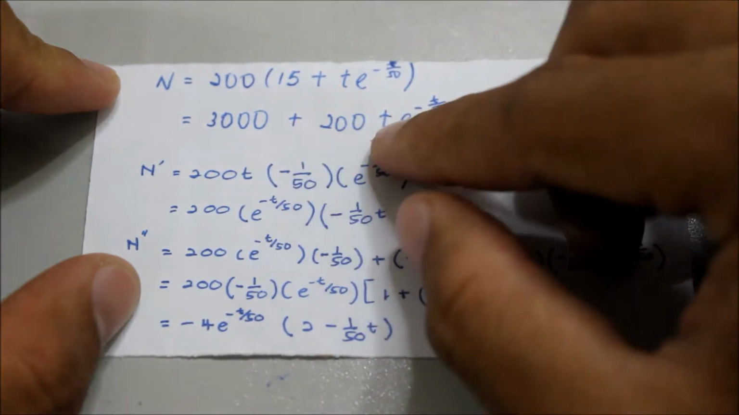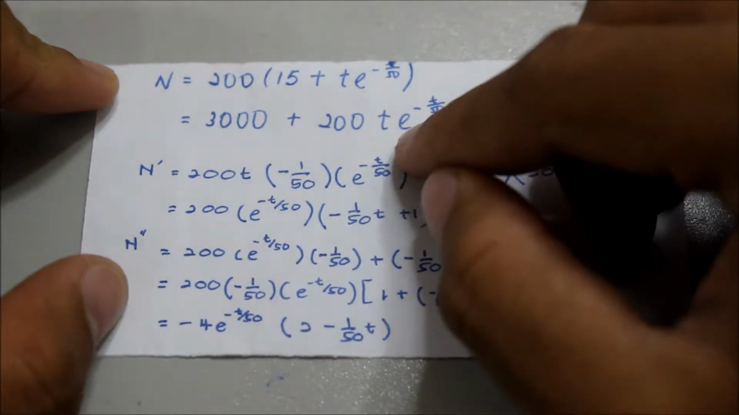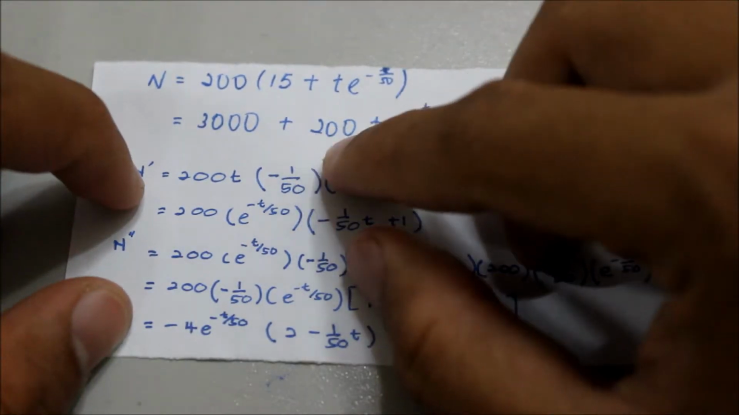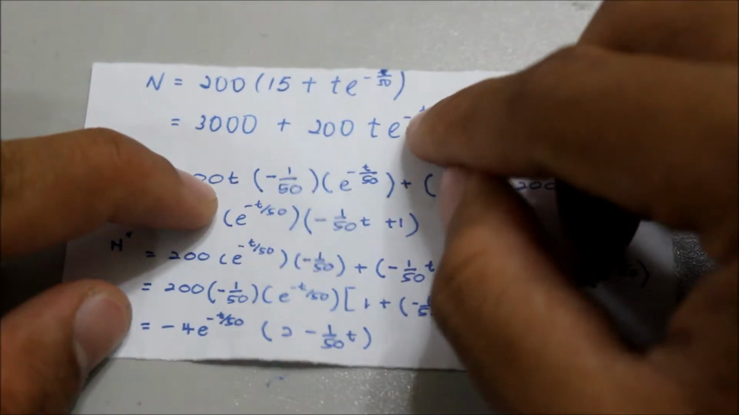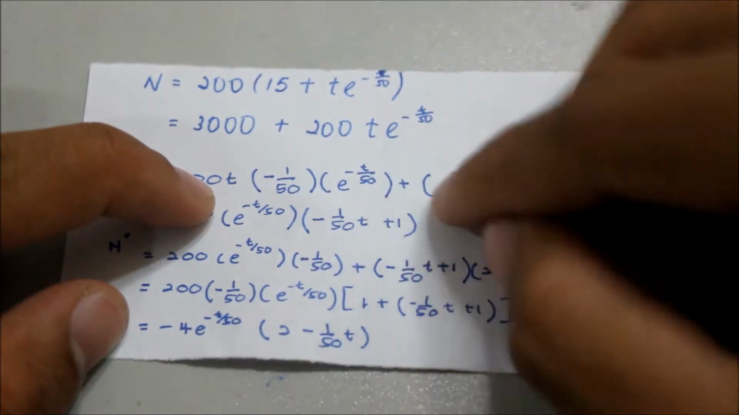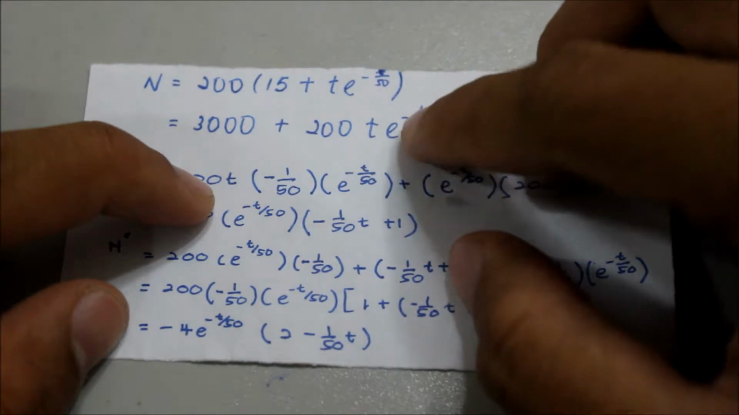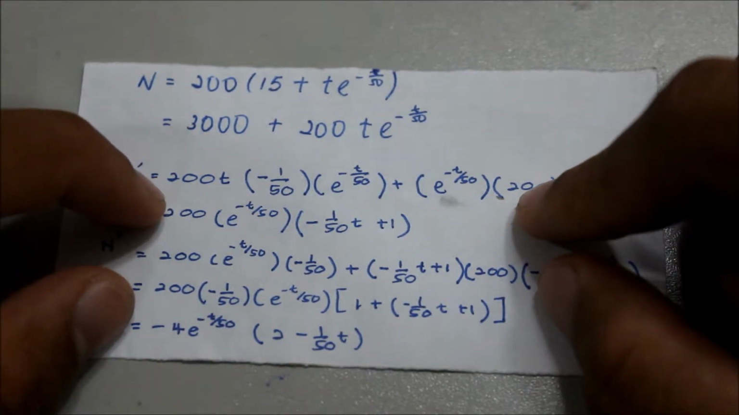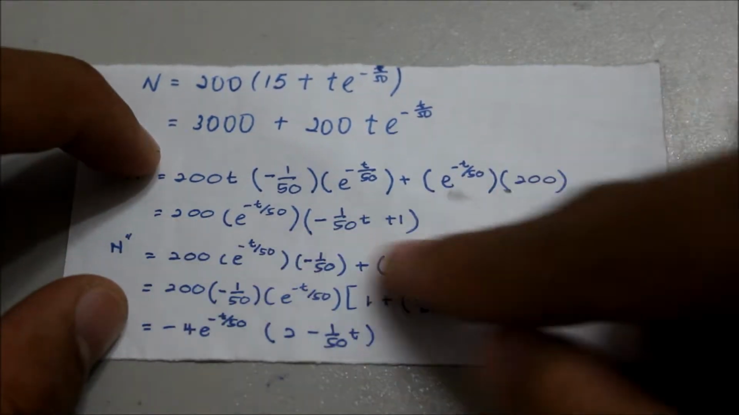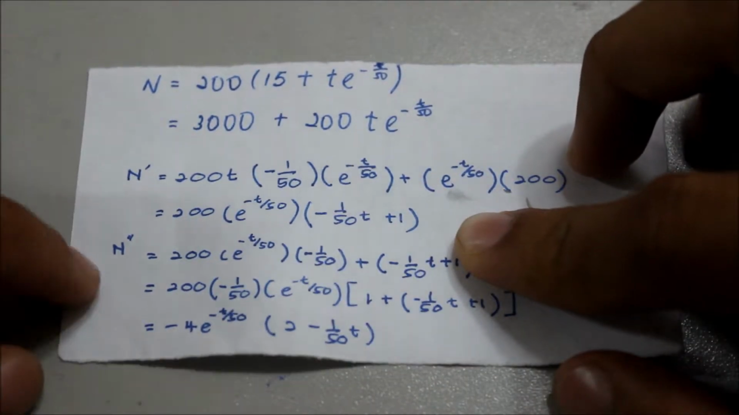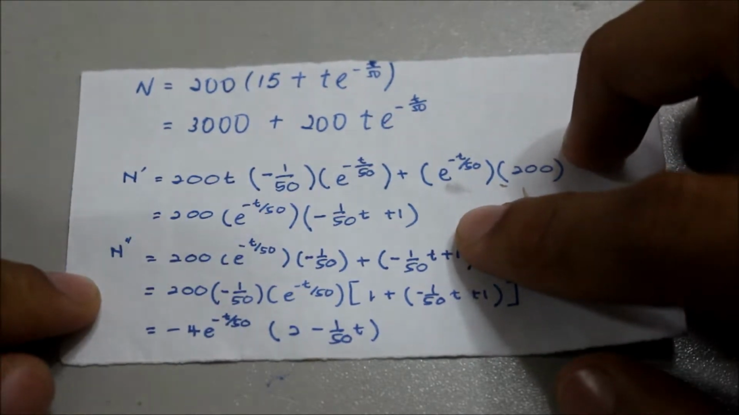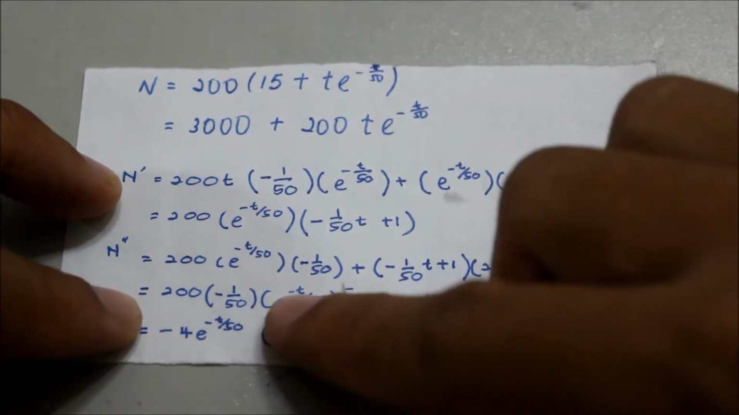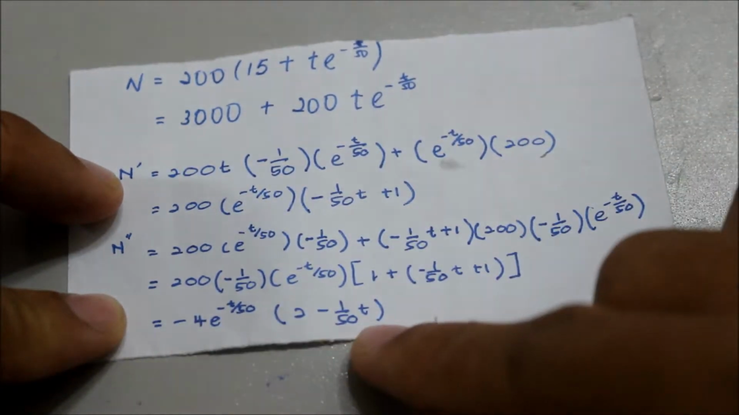And we differentiate this by using the product rule. So first, copy the first part and differentiate the last part, plus copy the last part and differentiate the front part. Then we get this. So next, find the second derivative by using this equation. At the end, we get this.